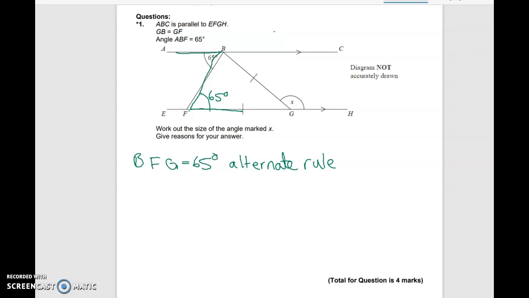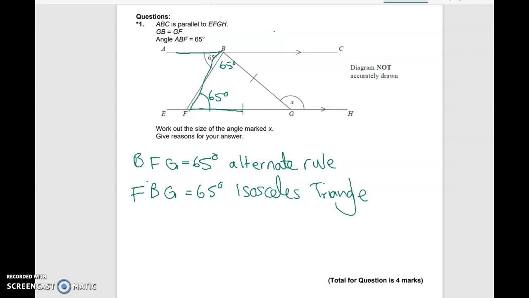Now, we have an isosceles triangle in here, okay? How do I know that? Because it's got these 2 lines in here. So what do I know about an isosceles triangle? Well, the 2 base angles are the same. So this angle here at the base of the isosceles triangle is the same as this angle here, which is 65 degrees, okay? So I know that the angle FBG is 65 as well because of the isosceles triangle.